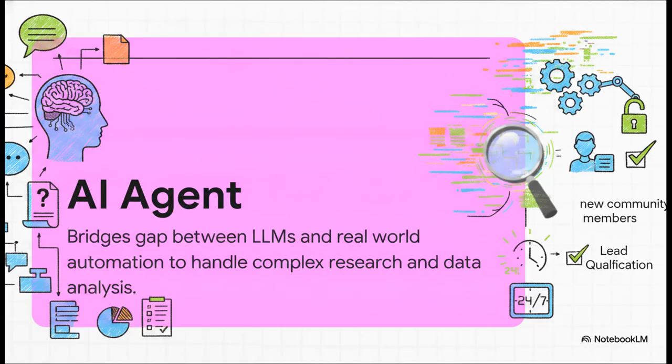To solve this, we're going to build what we call an AI agent. Essentially, this is a smart digital assistant that bridges the gap between large language models like GPT-4 and real-world automation. It handles all those complex, multi-step research and data analysis tasks for you. Just picture it as a tireless digital researcher that listens, researches, analyzes, and reports on new community members automatically, 24/7.